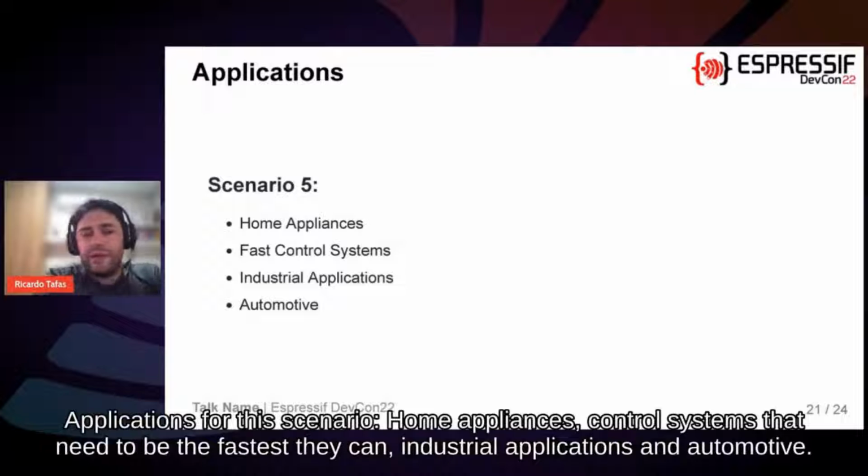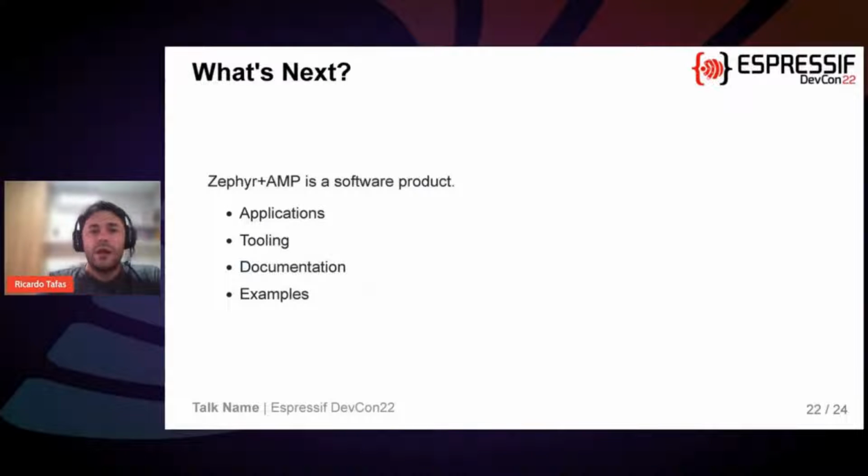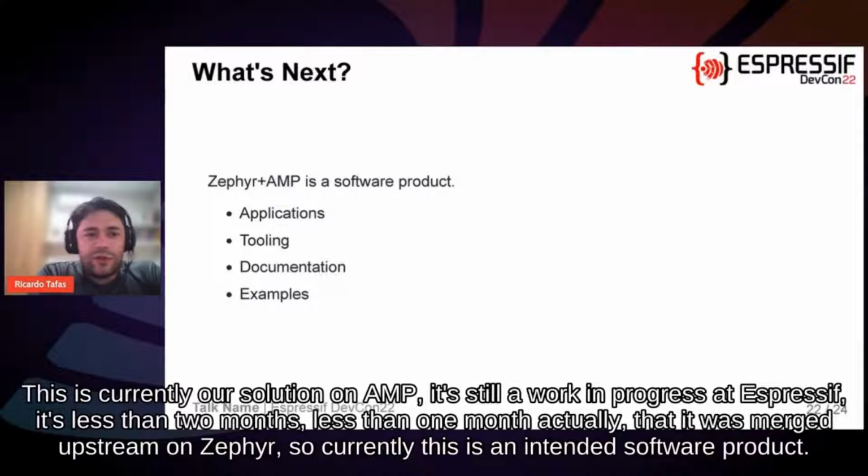Applications for this scenario: home appliances, control systems that need to be as fast as they can, industrial applications, and automotive. Okay, so this is currently our solution on AMP. It's still work in progress on Espressif.